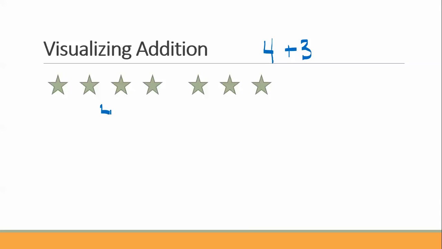For example, if we wanted to add 4 plus 3, here's 1, 2, 3, 4 stars and 1, 2, 3 stars. So we have 4 and 3 makes 1, 2, 3, 4, 5, 6, 7. So that makes 7 stars.